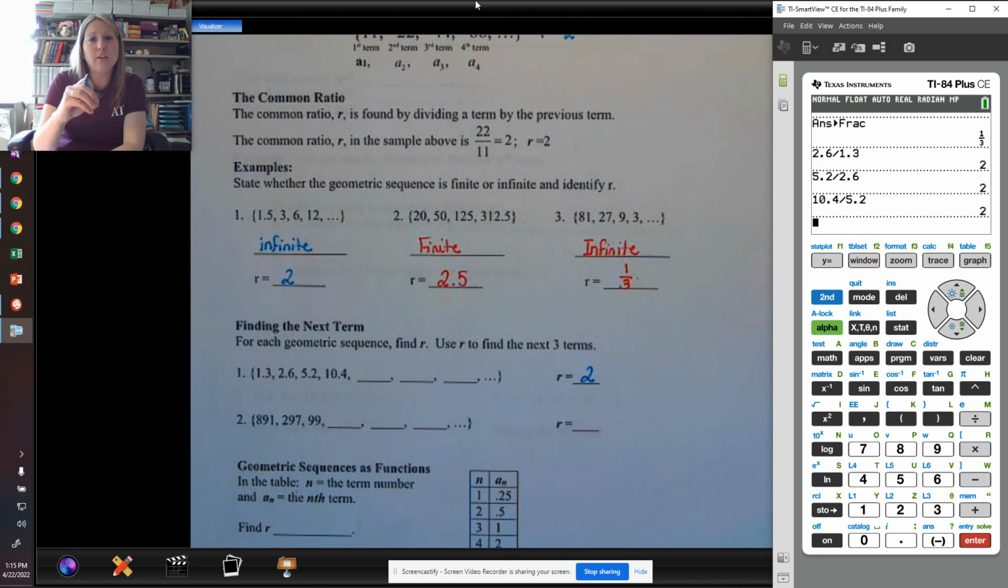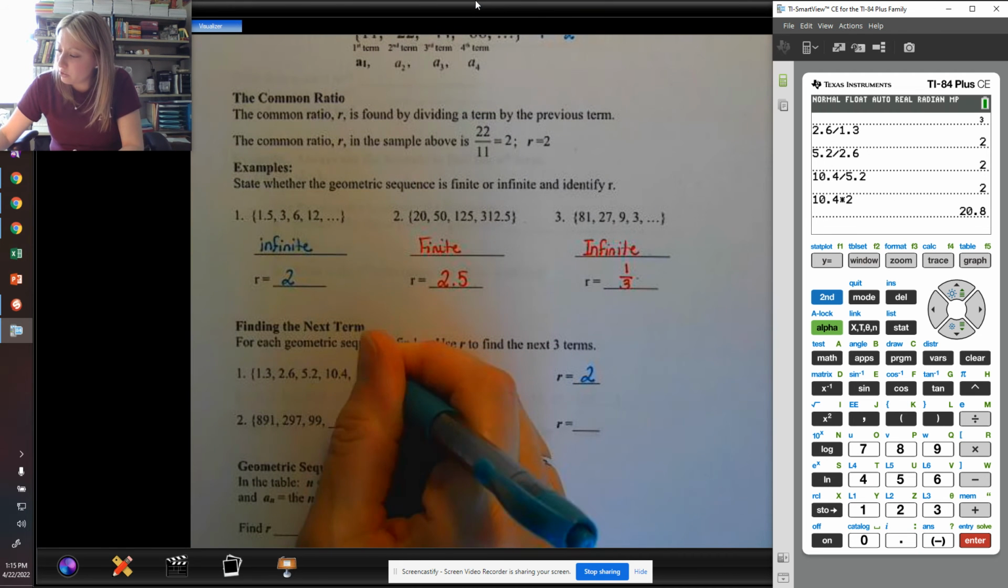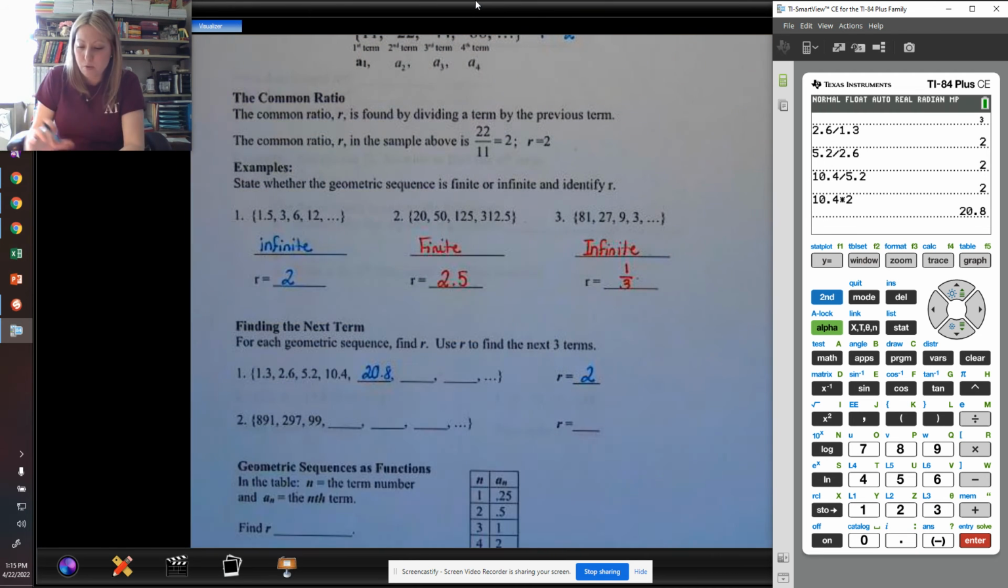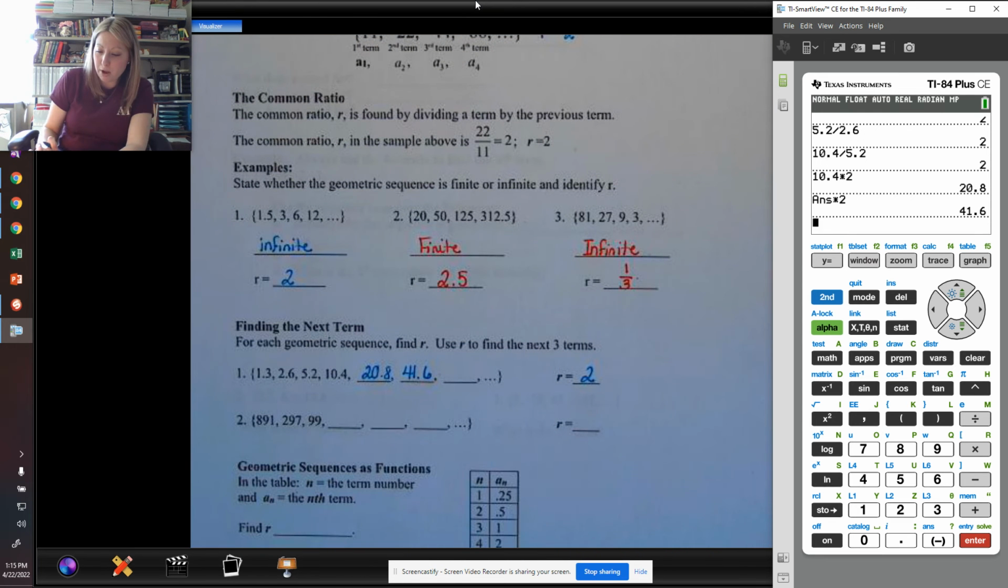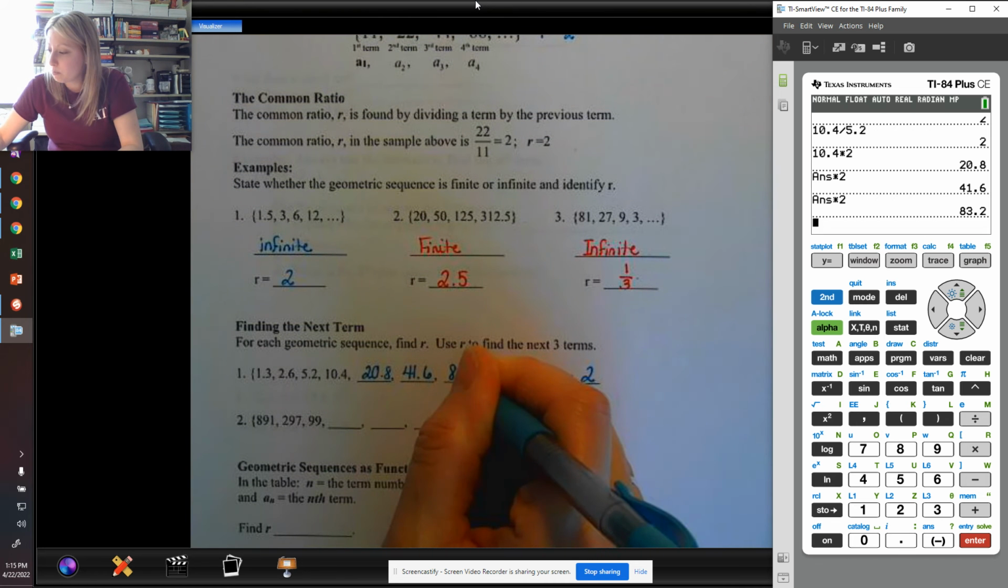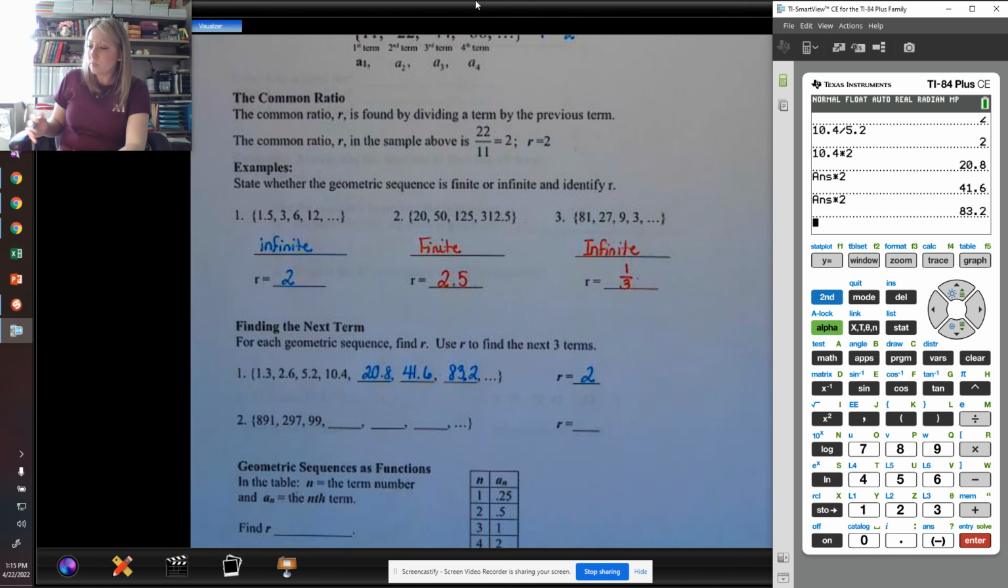So actually, because you can see that it's just multiplying by 2, let's take that 10.4 and just multiply by 2 each time here. So now fill in to get 20.8, multiply by 2, fill in to get 41.6, multiply by 2 one more time, and we get 83.2. Again, since my sequence was given in decimals, I continued my sequence in decimals.